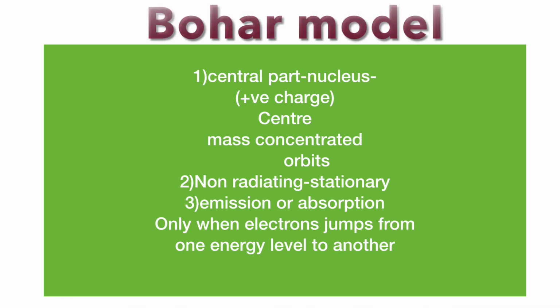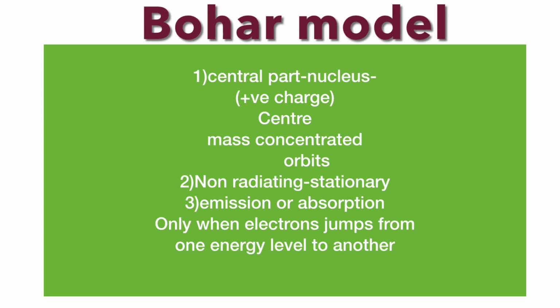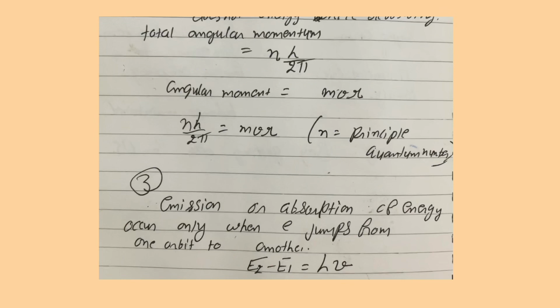So coming towards the Bohr model, you just have to remember three keywords: nucleus, orbits and emission of energy. The first point is that the central part is the nucleus, which is positively charged, and the entire mass is concentrated in the center. The second point is that it has non-radiating stationary orbits, and the third point is that emission or absorption of energy is possible only when an electron jumps from one energy level to another energy level.